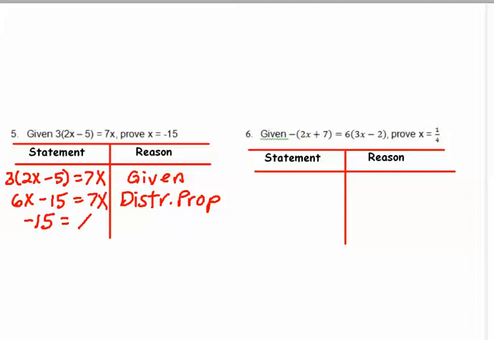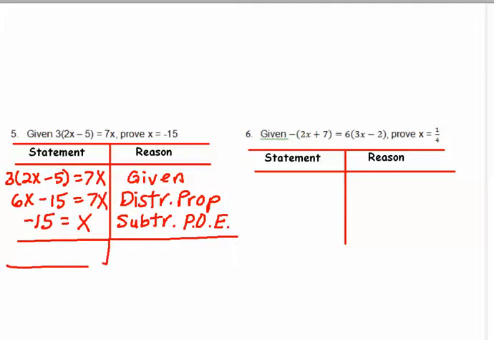7x minus 6x is just x. Aha! Okay. And that would be the... what I did was I subtracted 6x from both sides, so it's going to be the subtraction property of equality. Okay, now, here, I would probably stop it here, but it does say x equals negative 15, which is a different statement, so I need to rearrange my sides of my equation, and that's called the reflexive property. I didn't have that on my list, so hopefully you're remembering this. Reflexive property means when you switch, you can switch sides.